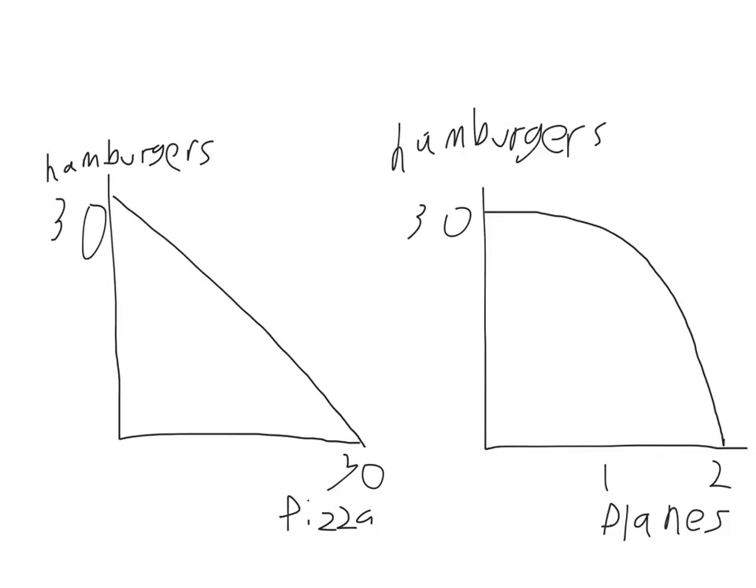If you were to gain resources, your line would be further out here, along here. If you lost resources, your line would shrink and have less, like you may have only 15 hamburgers and only one plane to be able to make out of your production possibility list.